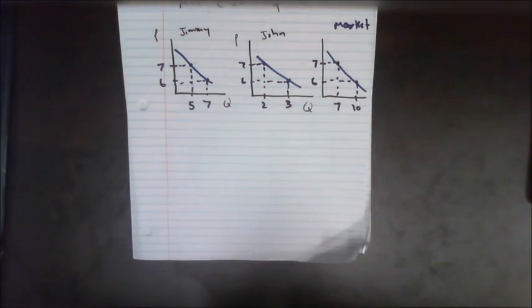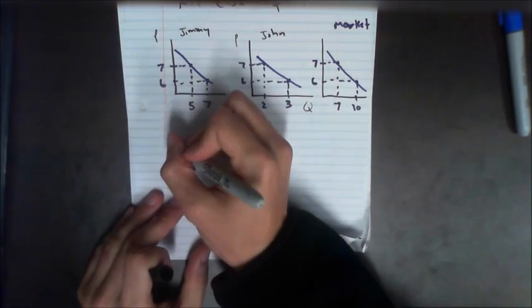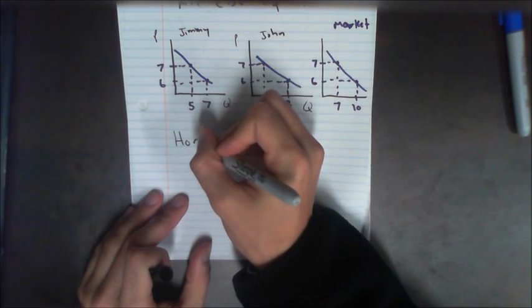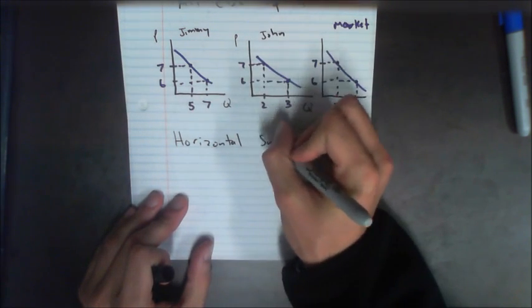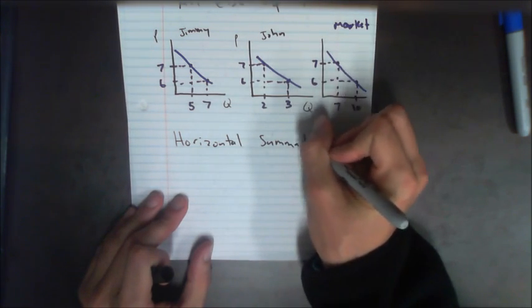Excellent. All right, so this process we did here has a nice little fancy name. It's called horizontal summation. And basically this is how we derive our market demand curves.